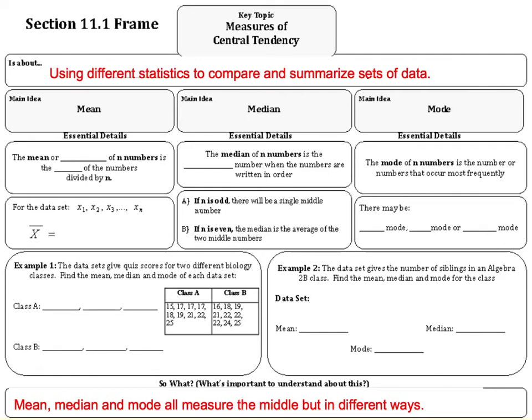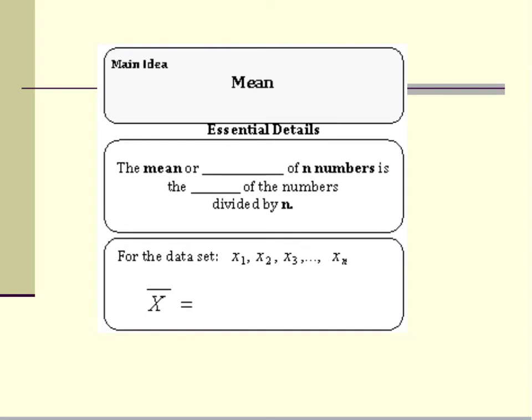The first thing is mean. The word that you're used to hearing the most often is average. The second one is median, which just means middle. And then the third one is mode, which means most often. And this is kind of things to keep in mind as we're going through. Let's start first with the mean.